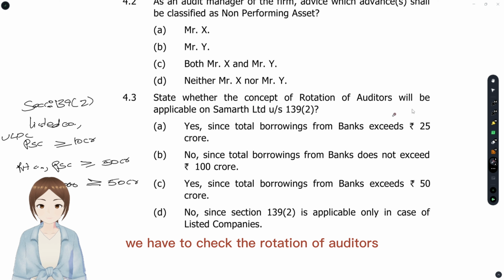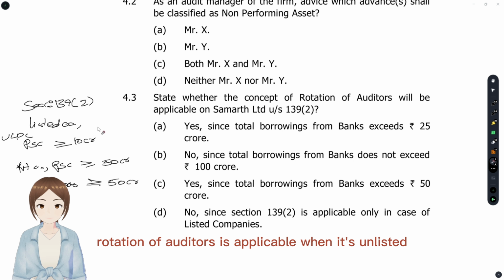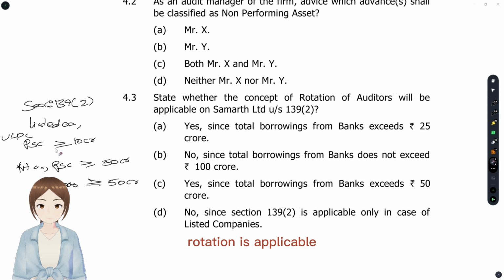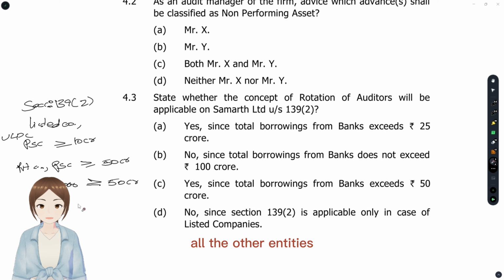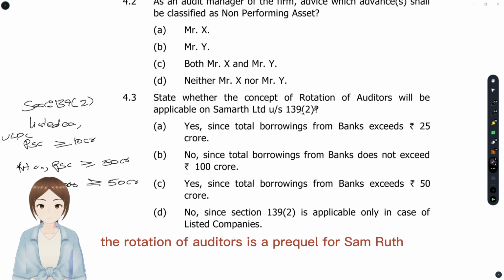So we have to check the rotation of auditors. When the company is a listed entity, rotation of auditors is applicable. When it's an unlisted public company, if paid up share capital touches 10 CR, rotation is applicable. If it's a private company, when paid up share capital touches 50 CR, rotation is applicable. For all other entities, if borrowings touch 50 CR, then rotation of auditors is applicable.